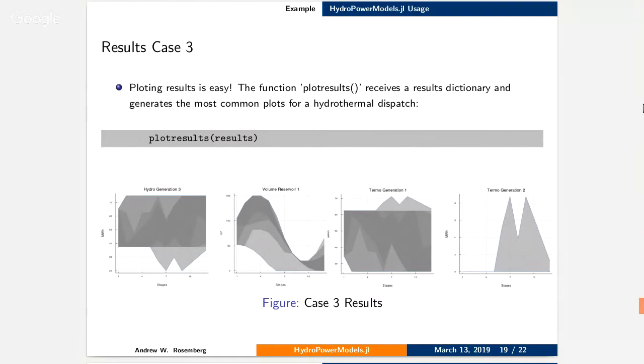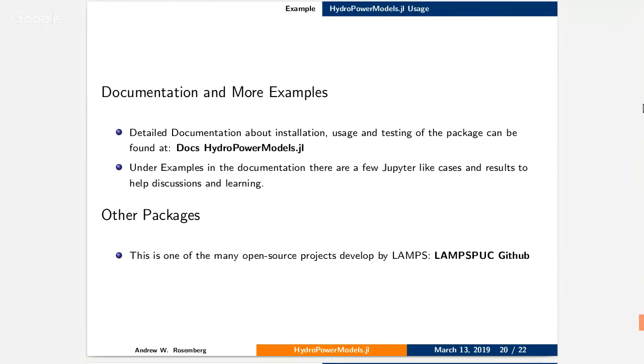And that's it. If you want more information, it's in the docs of our package. Under examples, we have scientific reports with some special cases, if you want Jupyter-like cases. And this is part of a bigger project from our laboratory, which is trying to put all its academic developments in open source projects. So you can also access the GitHub from LUMPS and see the other projects. Thank you very much.